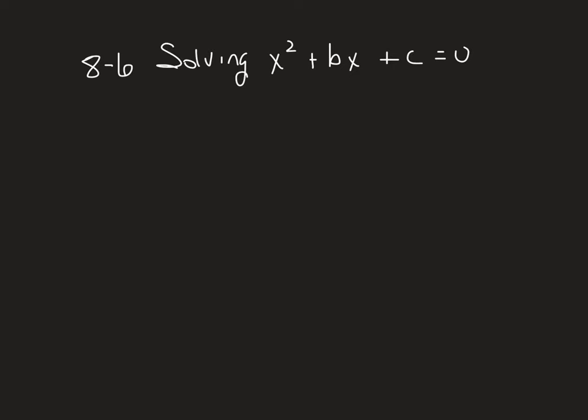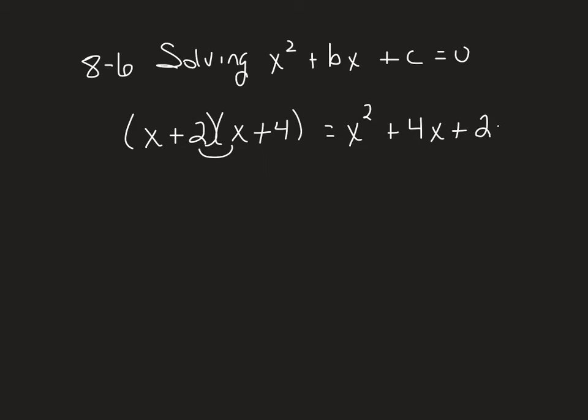But before we look at how to factor, let's go back and look one more time at how we would multiply these binomials. Using FOIL, we have the first terms we multiply together, so we get x squared. The outside terms, which would give us 4 times x. The inside terms, which would give us 2 times x. And the last terms, 2 times 4 is 8. And if I simplify, I get x squared plus 6x plus 8.